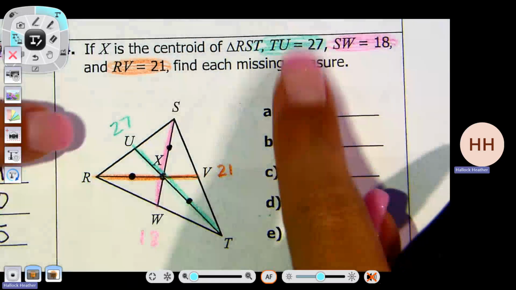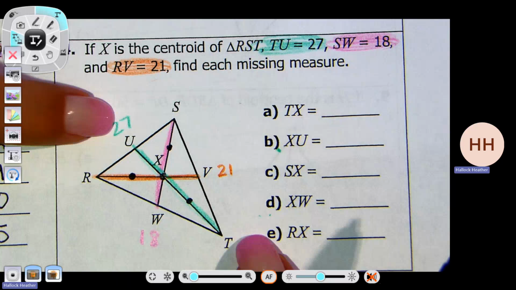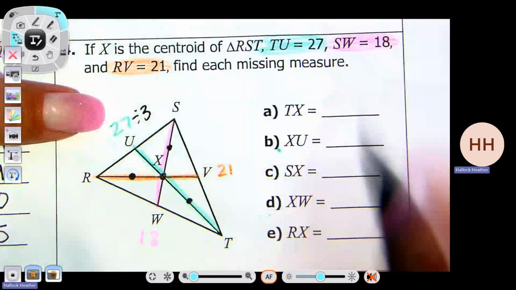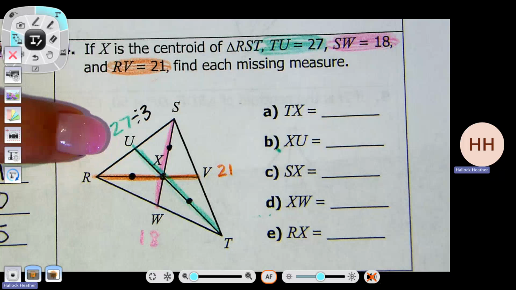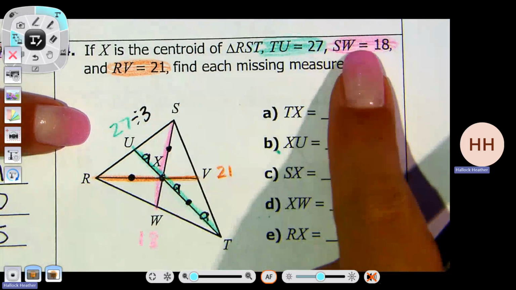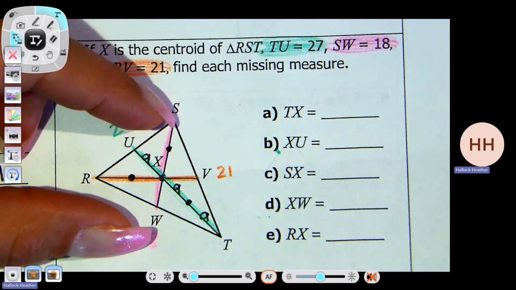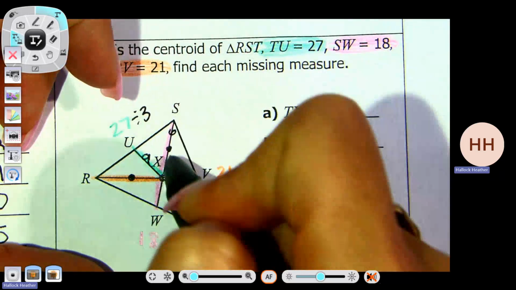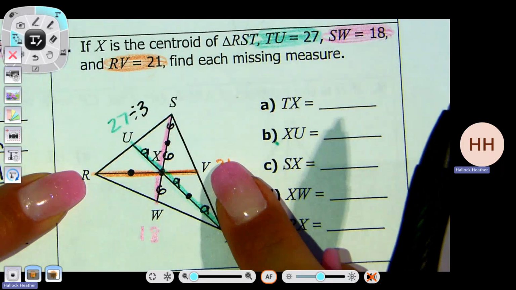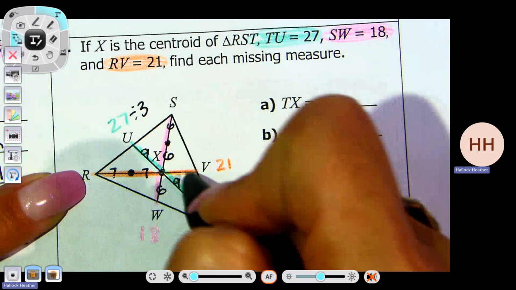Okay, so if TU is 27 and it's the whole thing, what are you actually dividing by? Dividing by 3 because it represents the whole thing. So if you divide by 3, how much is each little piece? 9. So this is 9, this is 9, and this is 9. If SW is 18 and that represents the whole thing, how much is each little piece? 6, because you're dividing by 3 again. And then same thing with the last one. The last one's 21. So each piece is how much? 7. So you got 7, 7, and 7.